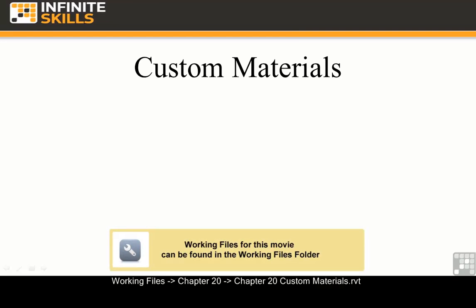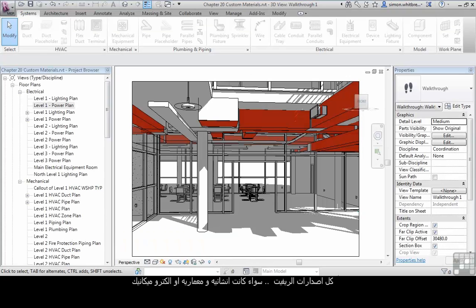From your startup screen, browse to Chapter 20 and open the file Chapter 20 Custom Materials. All versions of Revit, Architecture, Structure and MEP share their material libraries with any other Autodesk product that you have loaded onto your computer, as long as they're the same version.